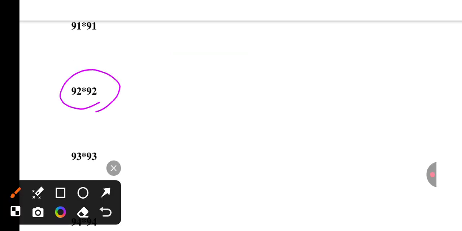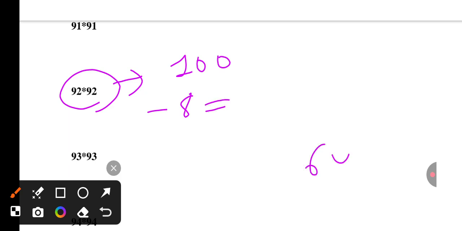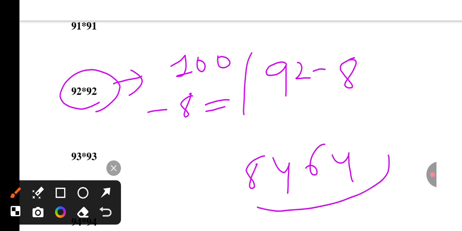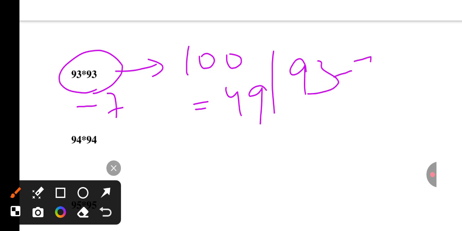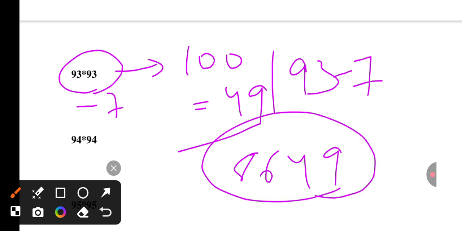Next, 92 square. First compare with 100. Okay, how much less? 8 less. Okay, 8 square is 64. Next step is 92 minus this 8. Okay, it will become 84, means 8464 is the answer of 92 square. Next, 93 square. Compare first with 100. It is how much? 7 less. Do 7 square. 7 square is 49. Next step is 93 minus 7. Okay, it will become 86. Okay, 8649 is the answer of 93 square.